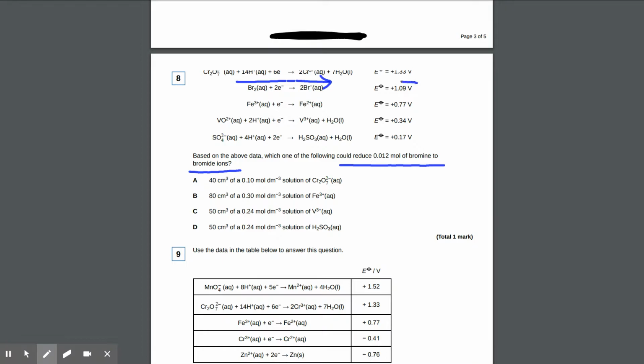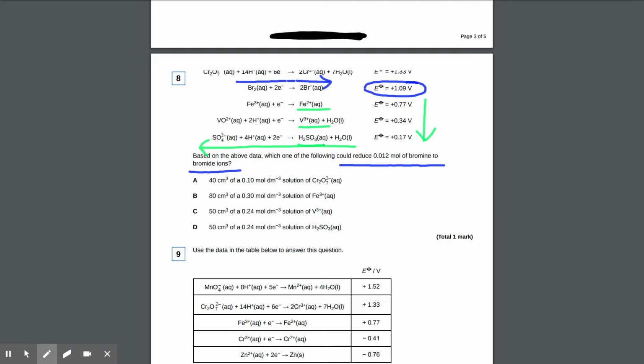If we establish the electropotential for this one, it's got a positive voltage of plus 1.09 volts, which means that any voltage which is lower than it will be forced to go in the reverse direction. Okay, and that's ultimately the premise of this question. What that means then is that bromine, in order for it to be reduced to bromide ions, will need to react with either of iron 2 plus, vanadium 3 plus, or H2SO3.